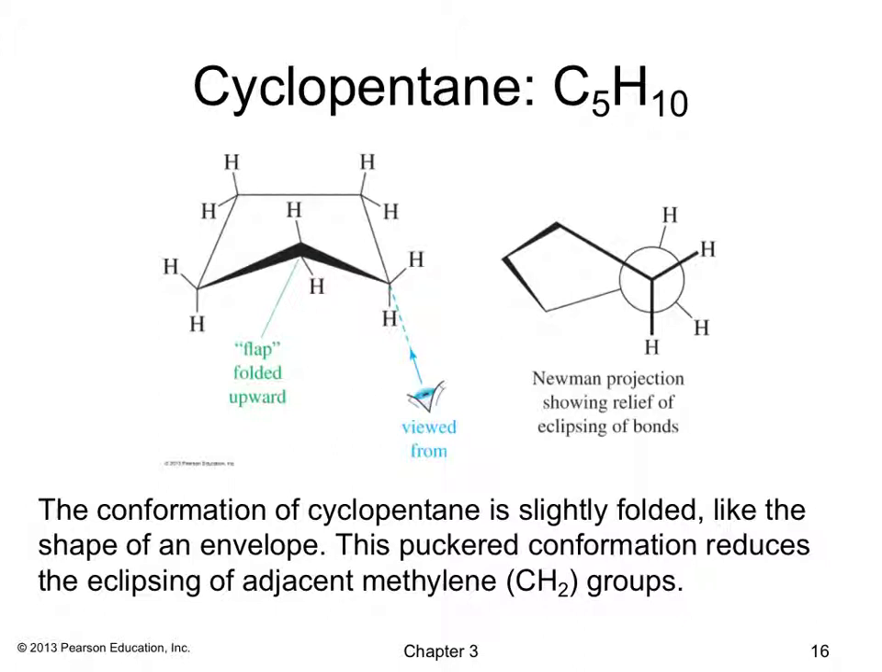Cyclopentane and cyclohexane are supposed to be the most common. There is an actual fold to cyclopentane, and if we look at it with our eye and draw a Newman projection, we see that there is a relief in the eclipsing bonds when it's folded. This envelope fold allows this kind of pucker, which allows relief of the torsional strain.